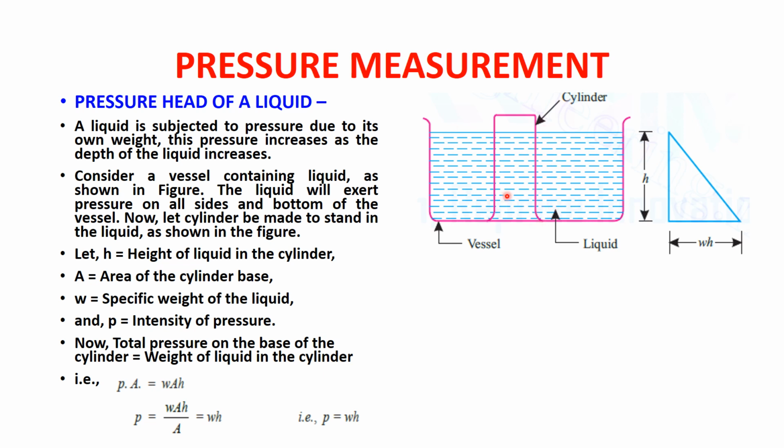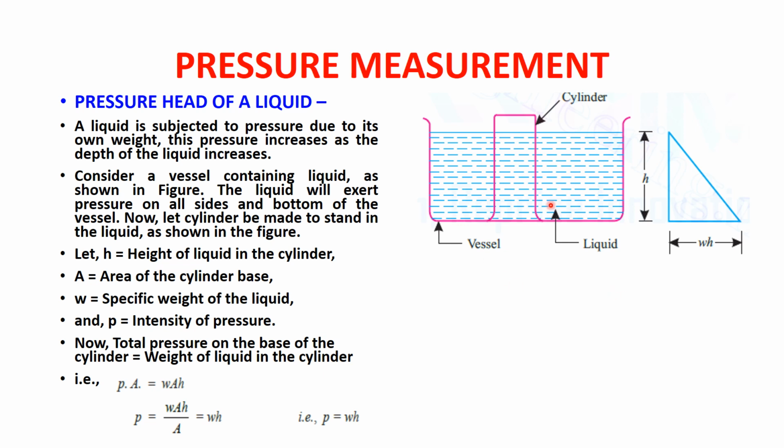Now we have to see that there should be some equation which will keep this cylinder at rest in the vessel. So the total pressure on the base of the cylinder will be equal to the weight of the liquid in the cylinder. Because if this is equal, then only the cylinder will be able to withstand the pressure inside the vessel.